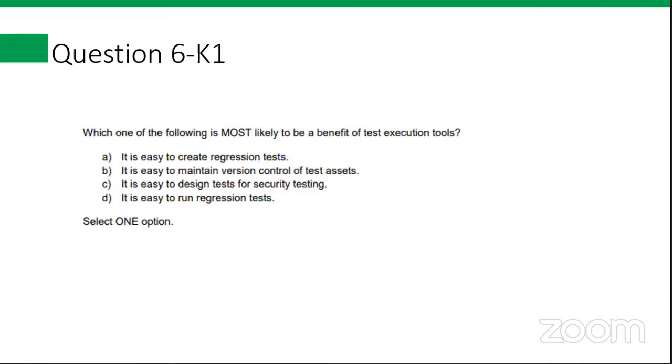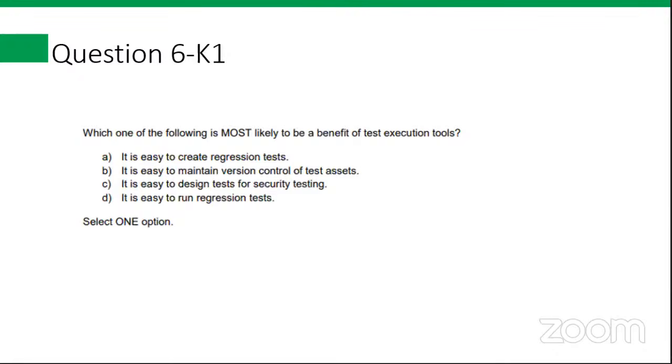Okay, so the correct answer, as all of you have given, is option D. And for all those who have not answered it, let me just explain the other options for you. The first option here is: it is easy to create regression tests using test execution tools. If you see the word test execution tools, it is not easy to create regression tests. You have to write the code for the test, so creation is not very easy. You have to put in an effort to create the scripts. The tool is not going to go and create the scripts. So it's definitely not option A.